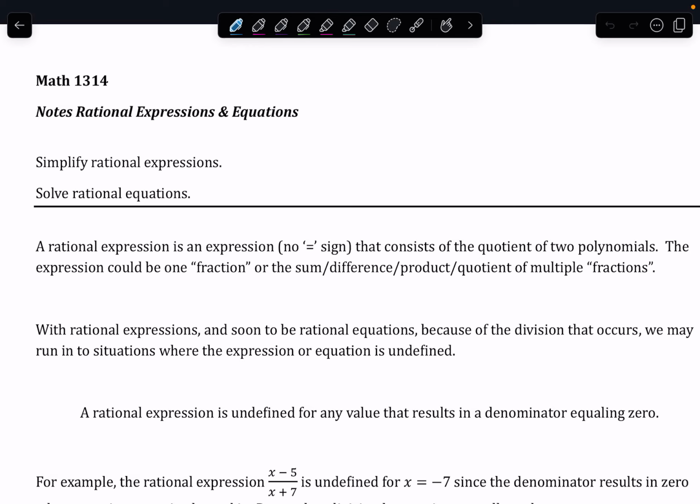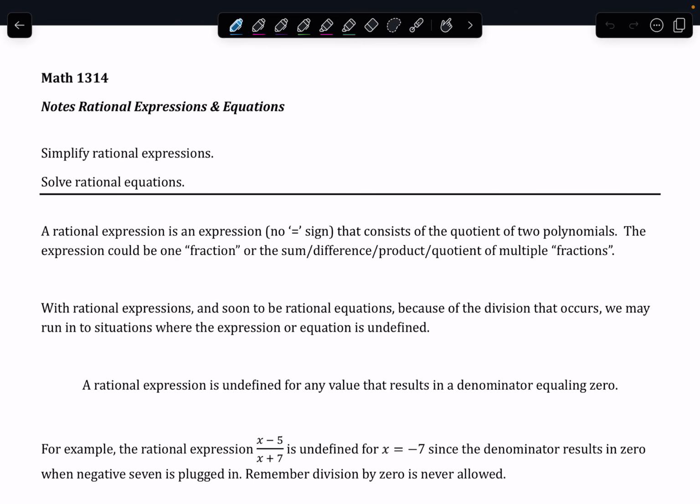All right, going into rational expressions and rational equations. So factoring is going to be a big part of this. So make sure you're comfortable with your factoring strategies that we discussed previously.